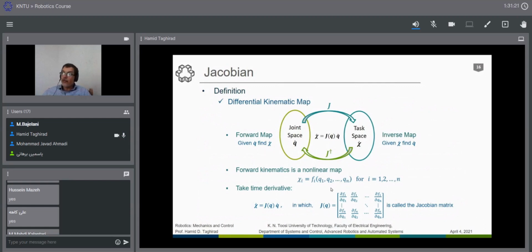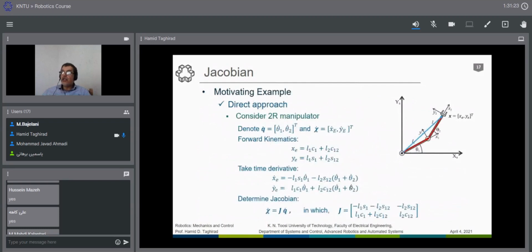Now, this relation, let's talk about a simple example. I'll just give this motivating example, and that's all. We have a 2R manipulator. The first and simplest way to define a manipulator like that: we find the relation between the velocity of the end effector, which is xe dot, ye dot in differential terms, with respect to q dot, which is theta dot 1 and theta dot 2. How can we do that?